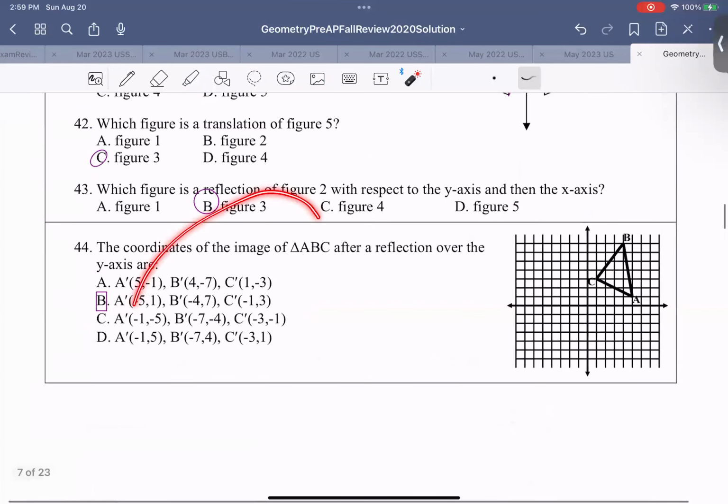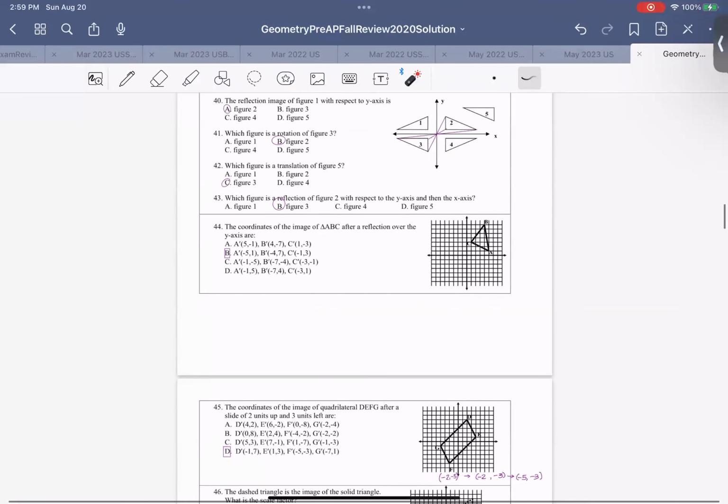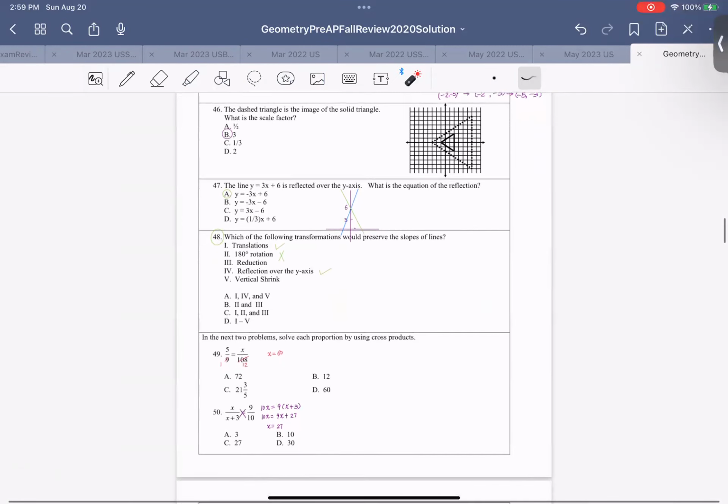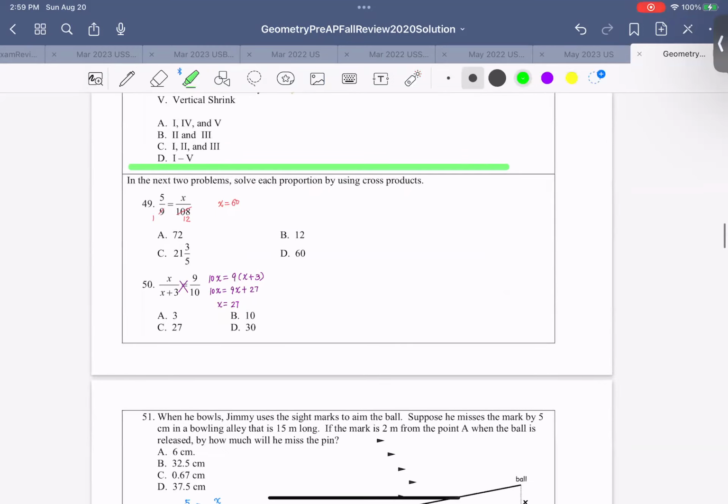Don't worry about this part. The translation part we will revisit in the future. So don't worry about questions from 38 all the way to 48. Yeah, we will do all those transformations in our geometry part 2.